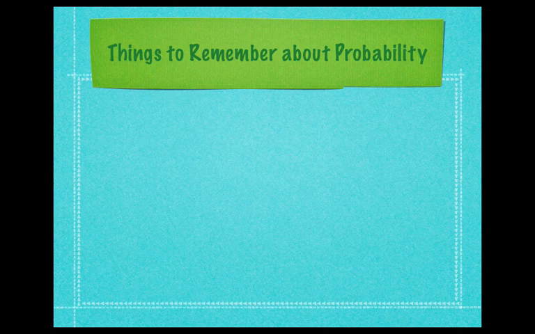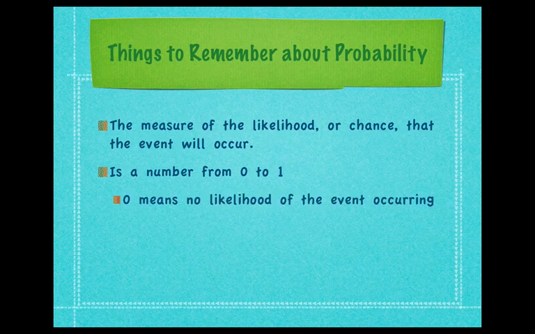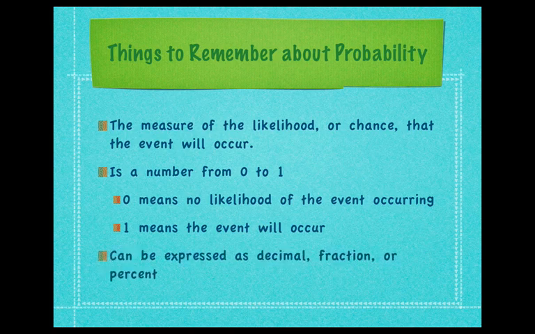There are a couple of things that you need to remember about probability. It's the measure of the likelihood or chance that an event will occur. It's a number from 0 to 1. 0 means no likelihood of the event occurring. And 1 means for sure that thing's going to happen. And it can also be expressed as a decimal, a fraction, or a percent.